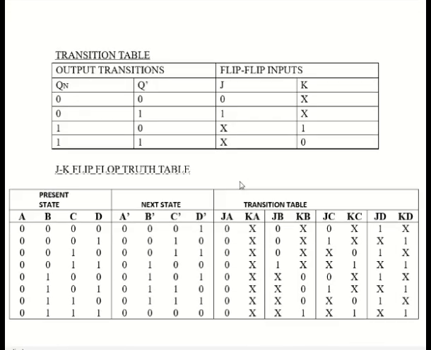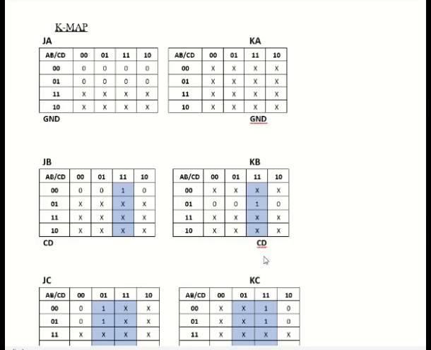Following this, we got the transition table for the JK flip-flops. We use JK flip-flop in our project. We use 4 bits, so we got 4 flip-flops here. For example, this is the present state, next state and the transition table for the 4 JK flip-flops. And here we got the K-map for the JK flip-flops. For example, this is our table, and under the table is our Boolean expression.